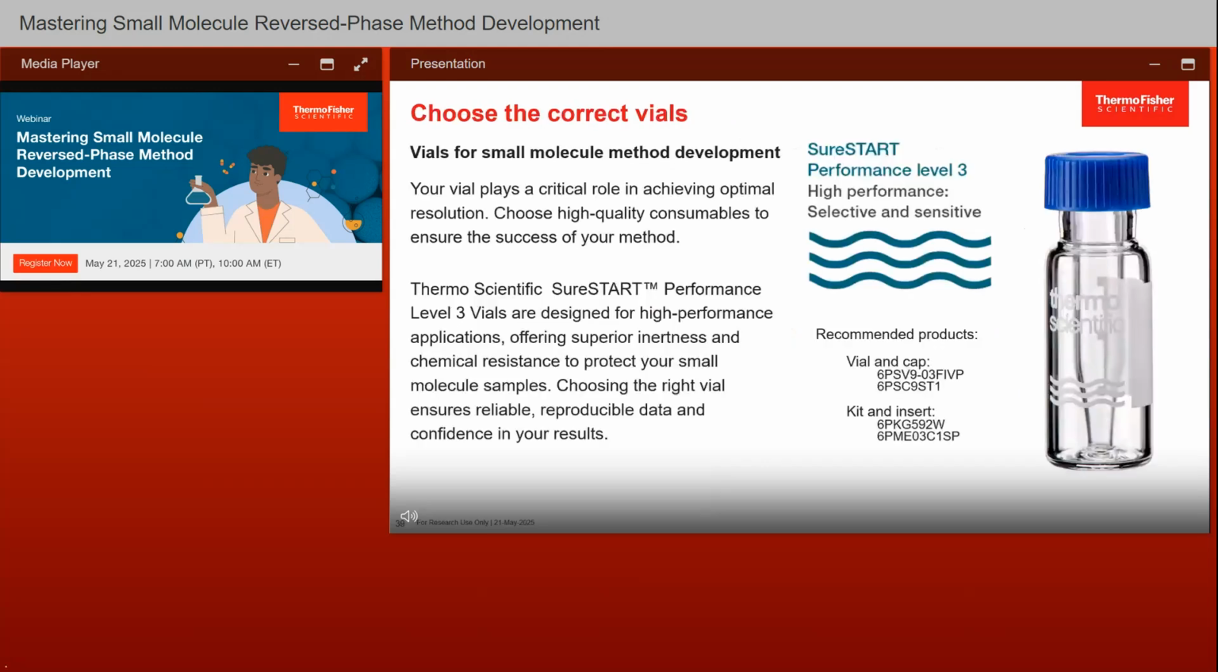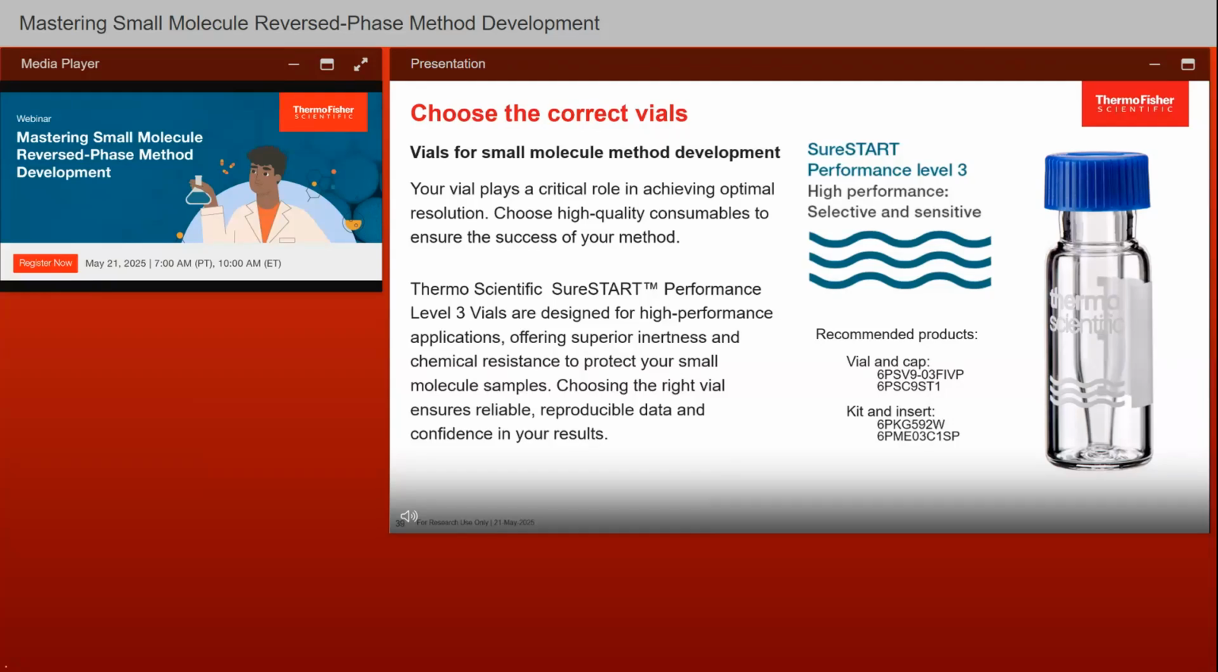One thing that a lot of HPLC users don't take into account is choosing the correct vial. Vials are the most important starting point as they hold a sample of interest. Ensuring that you're actually using the right vial for your sample is critical.